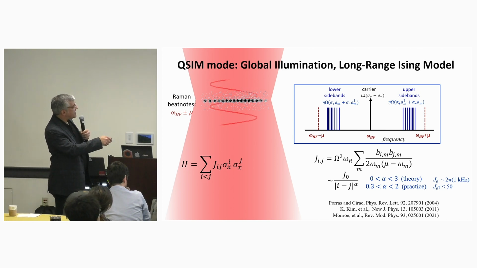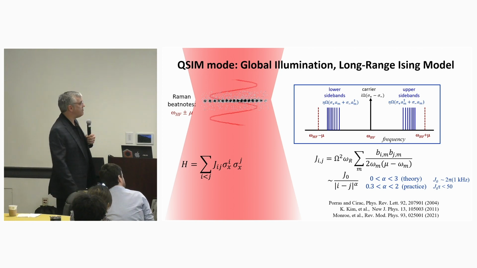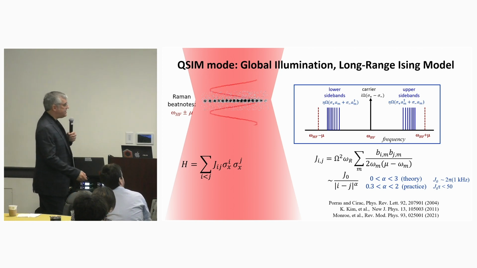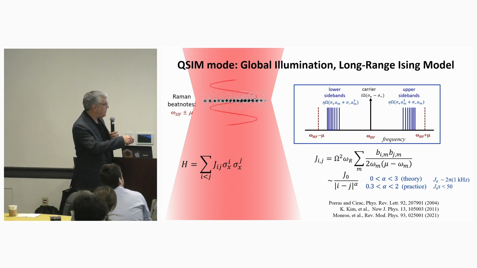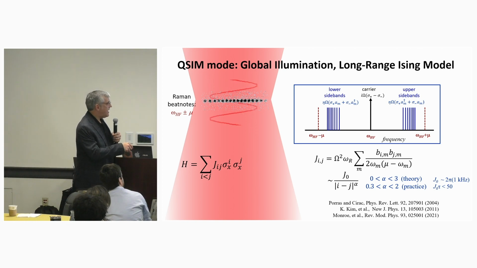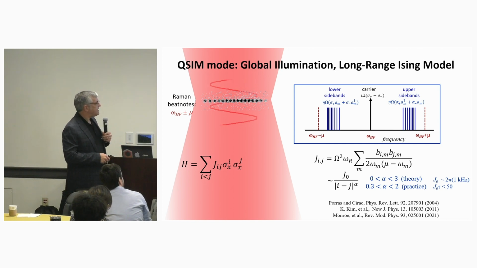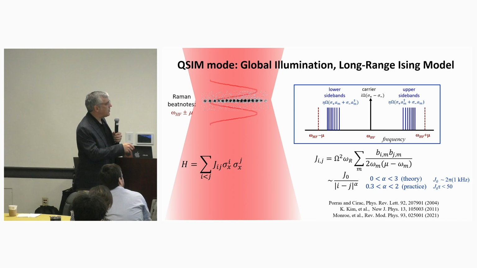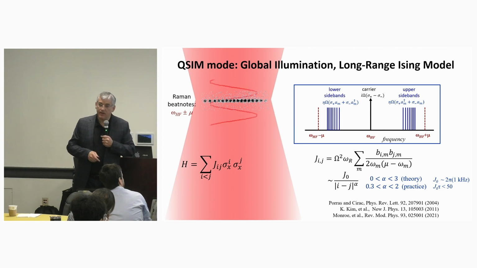Here, we do the same physics, but now we're illuminating all of the ions at the same time with a beat note. And as you might not be surprised, we get an all-to-all Ising interaction simultaneously. And it turns out if you go through the math of this Ising coupling, it's interesting. It depends on where you tune the lasers compared to all those modes. But by changing that tuning, you can actually tune the range of the Ising interaction.